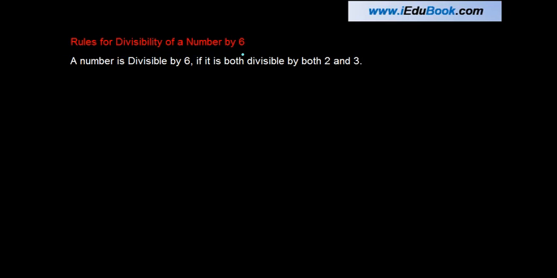Rules for divisibility of a number by 6. A number is divisible by 6 if it is divisible by both 2 and 3. We can actually ignore this "both" from here. Okay, there are two "boths" which are here.